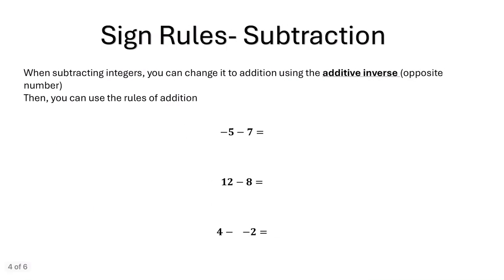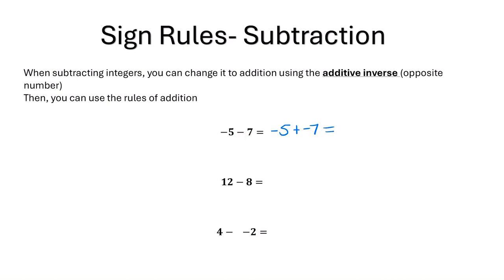So when you're subtracting integers, it's a good idea to just go ahead and change it into addition. And we can do this using what's called the additive inverse, which is the opposite of the number that we have. Then you can actually use the rules of addition to simplify the problem. So for example, if I'm doing negative 5 minus 7, I'm actually going to think about it as negative 5 plus negative 7. So you see, I changed it into an addition, and then instead of this being a positive 7, I made it a negative 7.